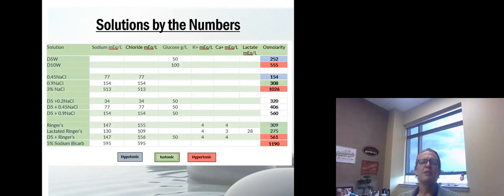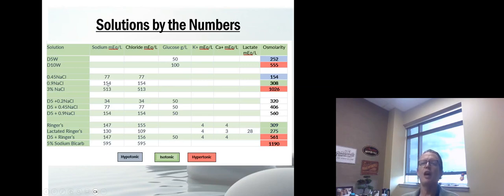This slide is meant to illustrate to you how the different solutions are composed and what osmolarity that creates. So here's two dextrose solutions, D5W and D10W. And you see in this graph that D5 has 50 grams of glucose in it, which creates an osmolarity of 252. When you double that to D10, you have 100 grams, which raises the osmolarity in that solution to 555. Again, those are going to be metabolized fairly quickly, but you can see that their osmolarity is changed by the single compound that is diluted in that solution.